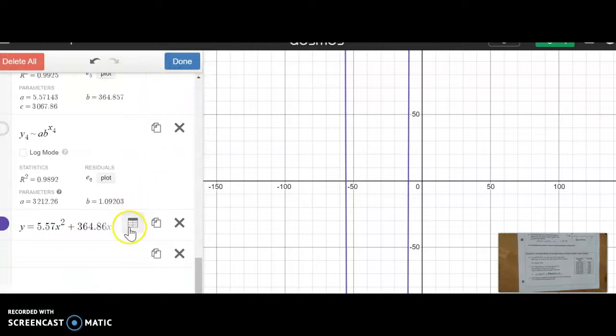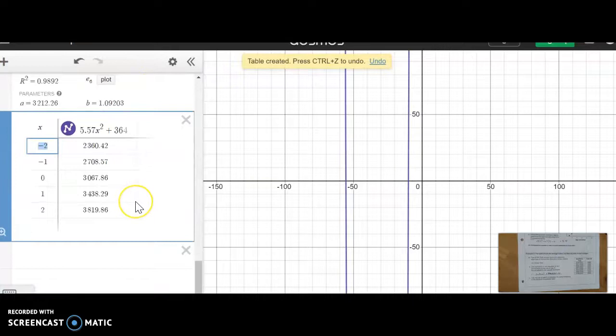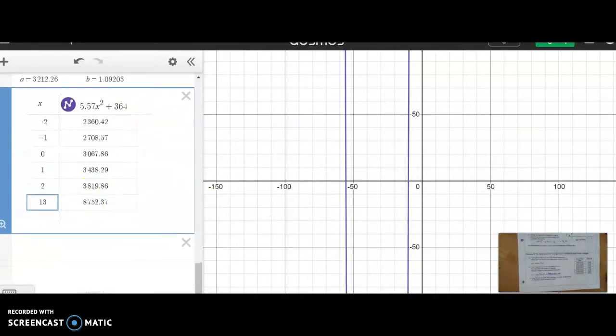I'm going to make that a table. Here's my table for my values. And then it says use the best fit to determine the cost of attending during 12 and 13. So I want the number for 13. And it would be, the answer would be $8,752.37.